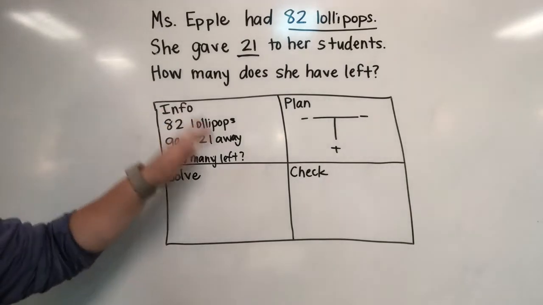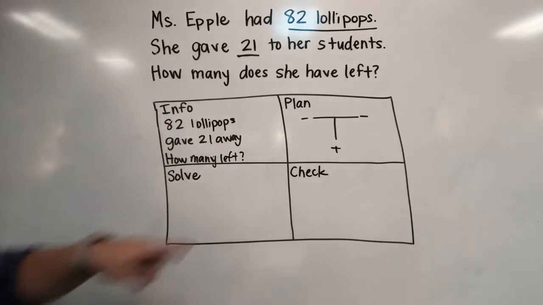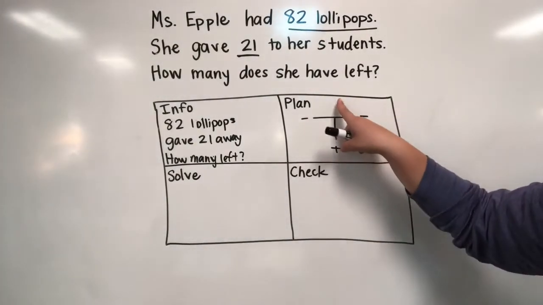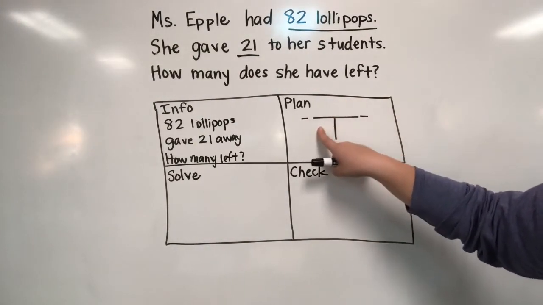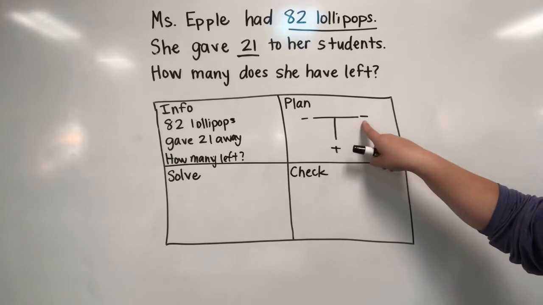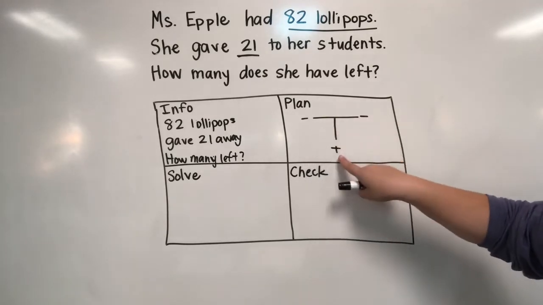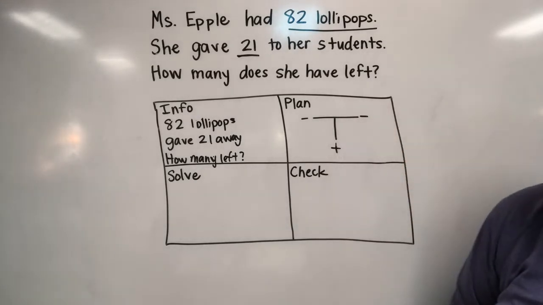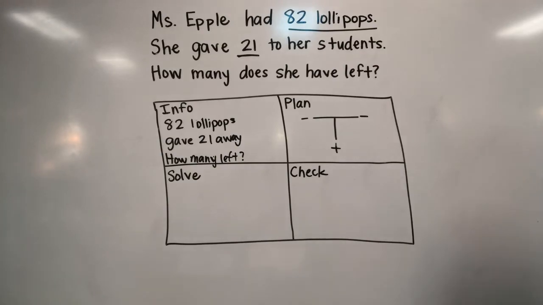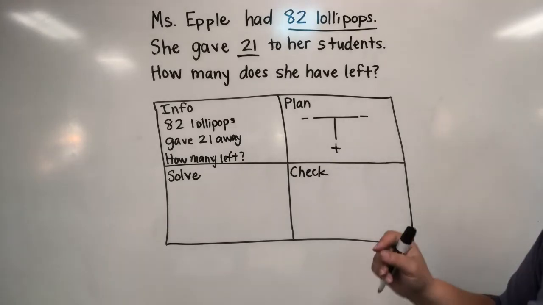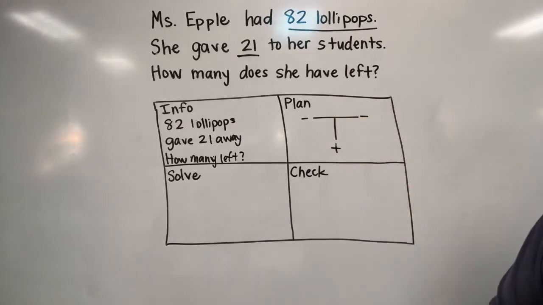All right, now that we have all of our important information in the important information box, we're going to go over and we're going to create our plan. So remember, for a plan, we've been working on using a part-whole chart. So in the top, this is where I'm going to put my whole, and then I have my parts and my parts, okay? Remember, if I have my whole in one of the parts, then I'm subtracting. If I have two parts, then I'm adding, right? A part-whole chart helps us organize our numbers so that we know if we're adding or if we're subtracting. So let's look at our important information and look at our problem again and see if I'm adding or subtracting. Do we know how many lollipops Miss Epple started with?